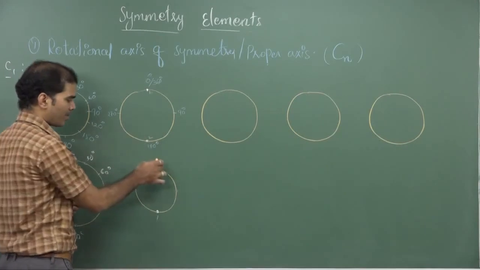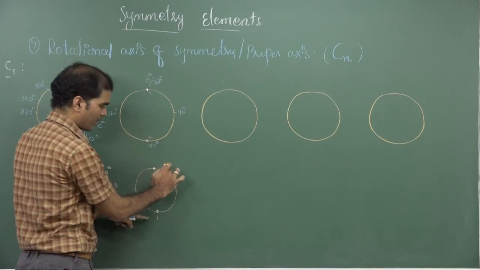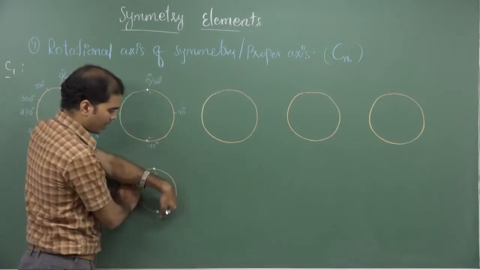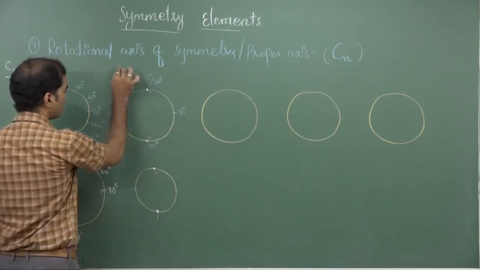Now to what angle did I rotate it? To 180. 1 was here, 2 was here. I rotated by 180. It is equivalent. Rotated by another 180, that will be identical. So I am doing 2 such rotations. So this will have a C2.